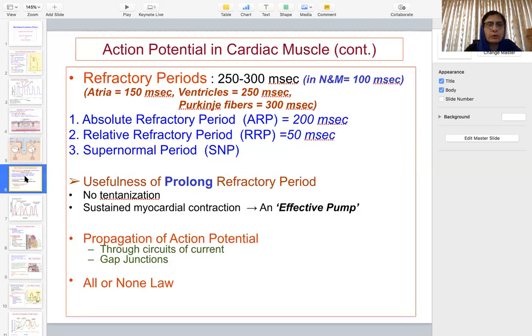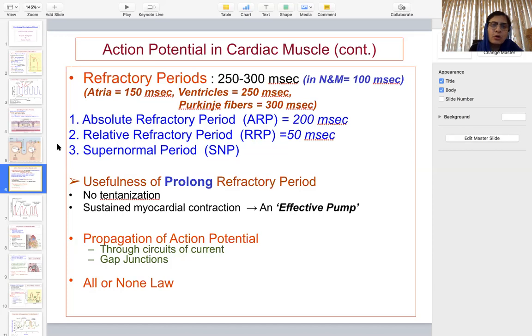Now we talk about the refractory period. You know what a refractory period is? The refractory period is the time period in which no second impulse can be generated. The refractory period is of two types: the absolute refractory period and the relative refractory period. The absolute refractory period is the period in which no action potential can be generated, no matter how strong the impulse may be. Whereas the relative refractory period is the period in which a stronger, supranormal action potential can be generated with a suprathreshold stimulus.